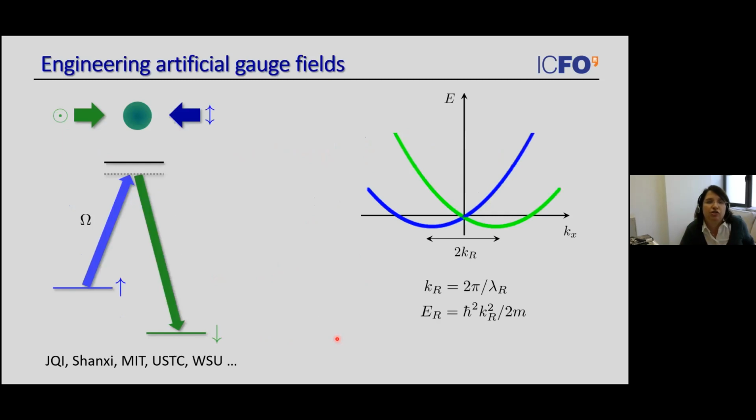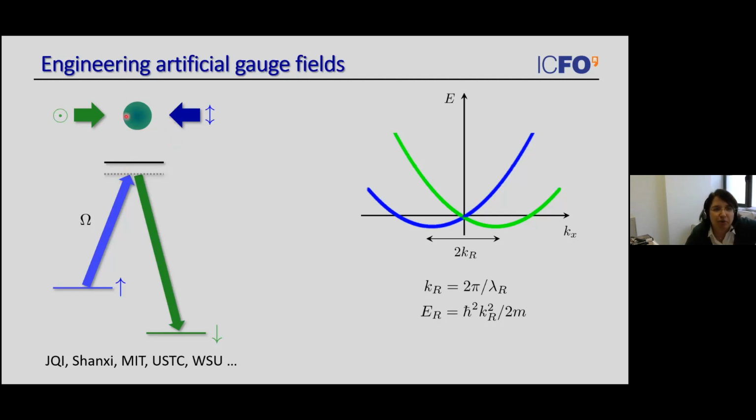So what we use is optical dressing to create these artificial gauge fields. And this is actually well-known stuff, but let me go through it first, because otherwise we cannot understand the novelty that I will present you in a minute.